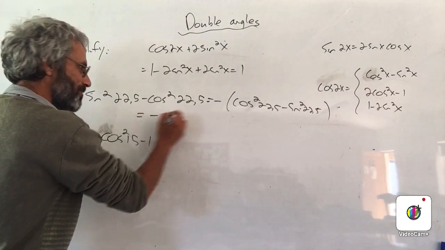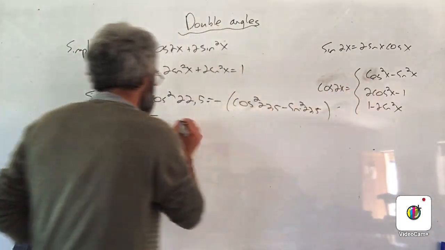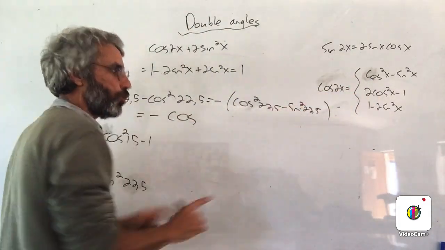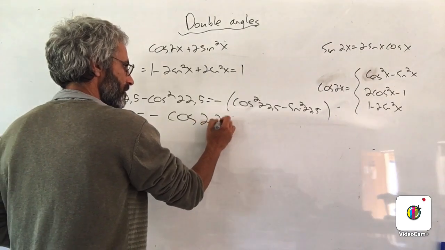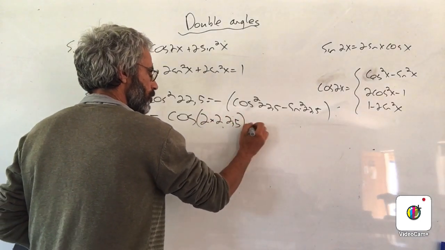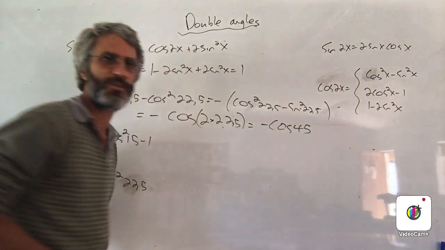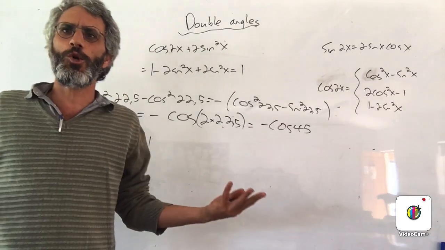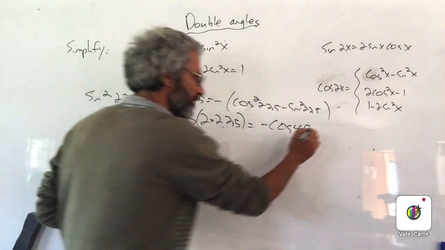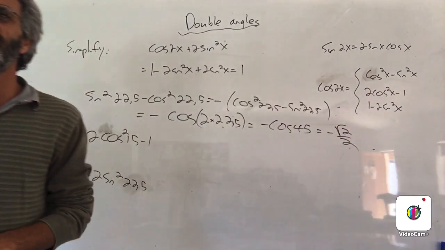Now, I'm going to keep this minus. What is cosine squared minus sine squared? It's simply cosine of double the angle, 2 times 22.5, which equals cos 45. Which is equal to, but don't forget the minus, minus cosine 45. And of course, everyone here knows what cosine 45 is. Square root 2 over 2.